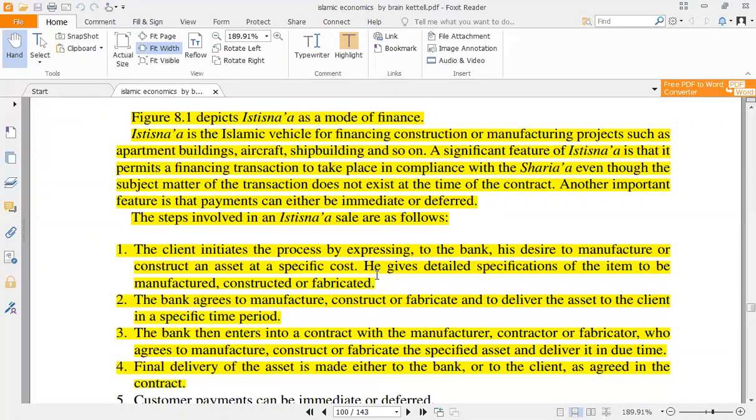Thus, this is the second contract. This is the bank's contract with the manufacturer, contractor, or fabricator. These persons agree with the bank to manufacture, construct or fabricate the specific item and deliver it in due time.